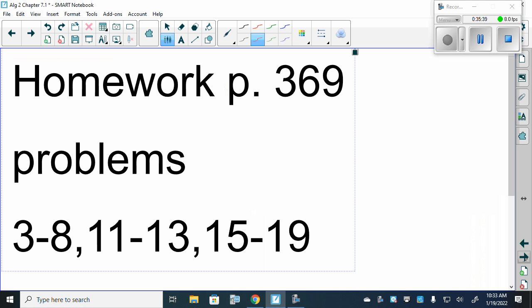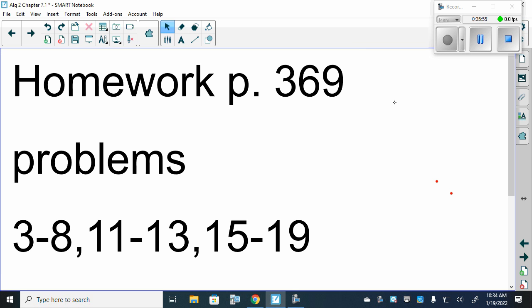But other than that, that's it. I did put a lot more examples in, but I feel like y'all have got the hang of how this works. And that's all we're doing for today. So your assignment is on page 369, 3 through 8, 11 through 13, and 15 through 19.